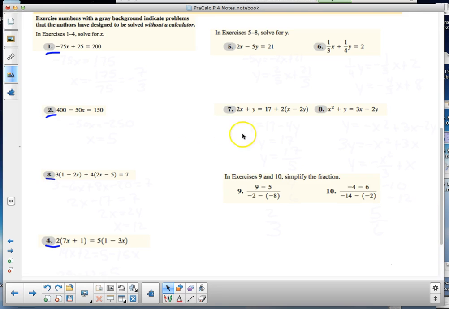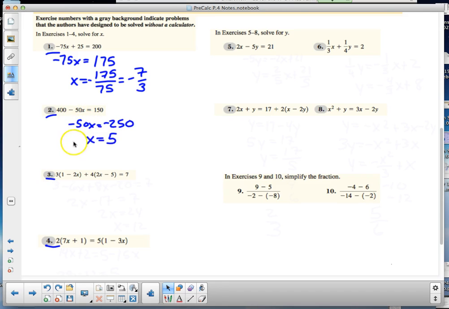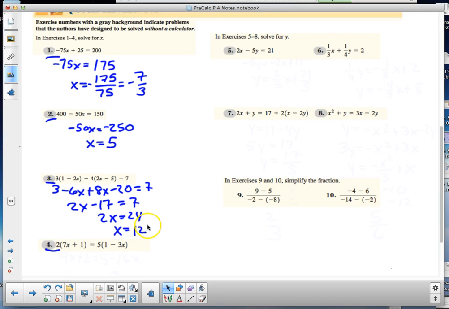In problem 1, I'm going to take 25 and subtract it from both sides, and then I divide by negative 75 and get negative 7/3. And 2, I'm going to subtract 400 and I get myself at 250, and then I divide by negative 50 and get x equal 5. And this next one I've got to distribute 3, and then I distribute 4 to the separate parentheses that they're outside of. And I'm going to combine like terms and get 2x minus 17 equals 7, and then add 17 to both sides, and 2x equals 24, and x is 12.